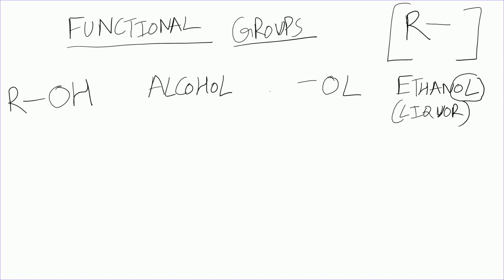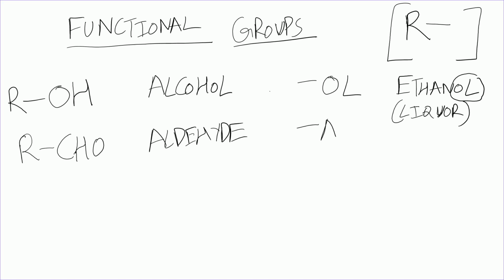Similar to alcohol, we have another group called aldehyde, which already has a carbon attached to it. And the hint that you get that it is an aldehyde is when Al is attached to it.